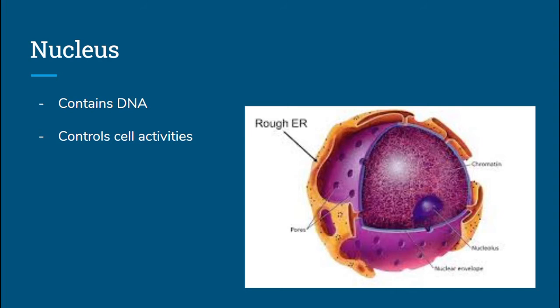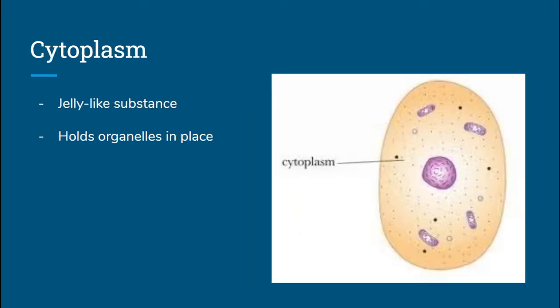The first organelle we're going to look at is the nucleus. The nucleus is kind of the brain of the cell, and it controls cell activities, and it also contains DNA. So the nucleus is definitely one of the most important organelles in a cell, and prokaryotes do not have these.